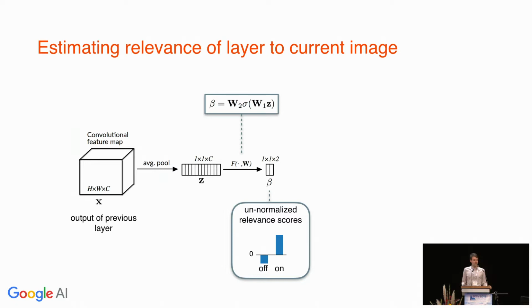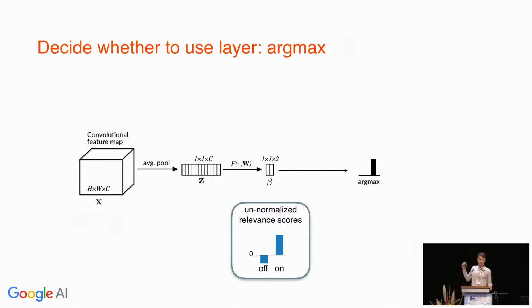Do we use the layer or not? The naive approach would be, let's just take the maximum. Let's look at which score is higher and then decide, okay, let's execute the layer. There are many obvious problems with this approach, but I want to focus on the problem of mode collapse for now.